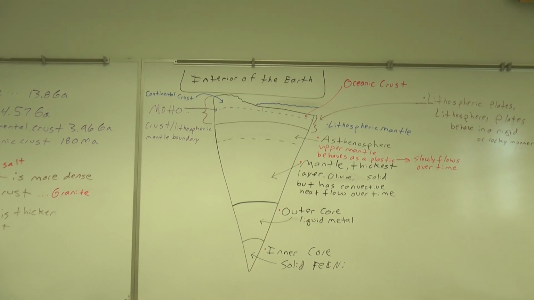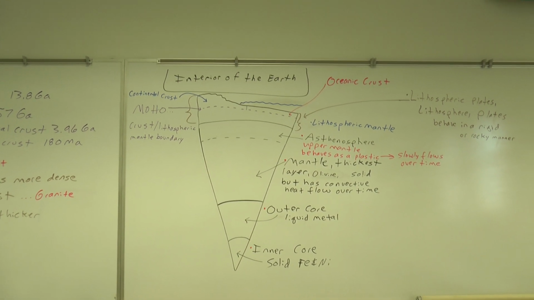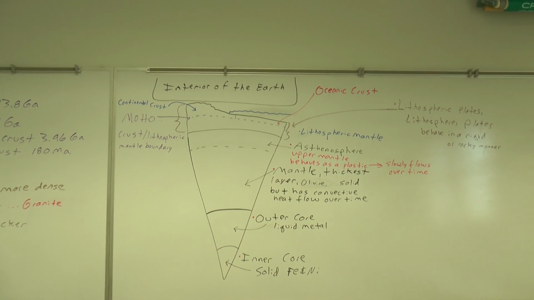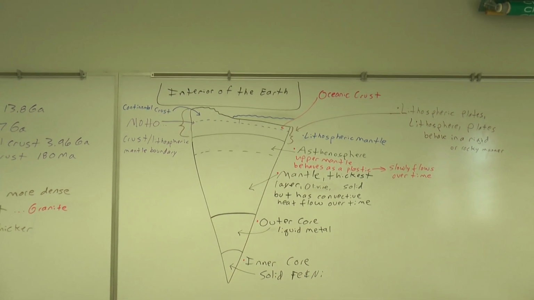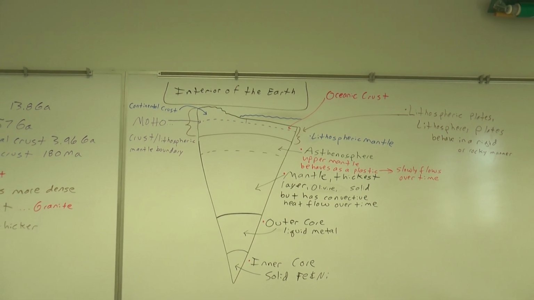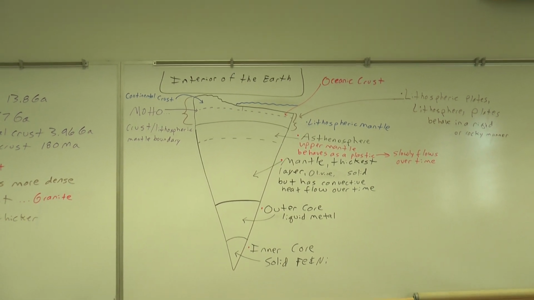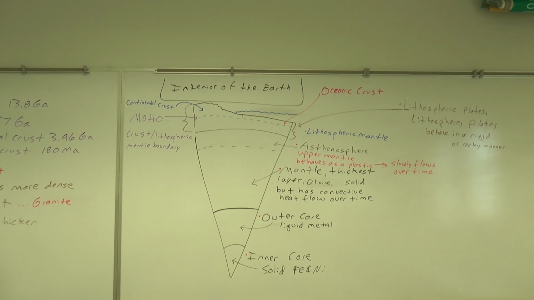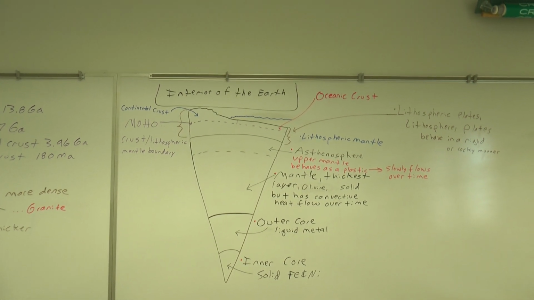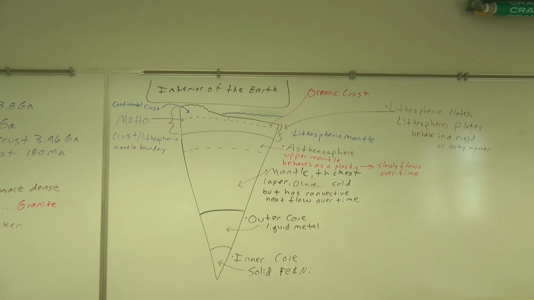All right, so back to our plates. You're going to notice that towards the top there we have another dashed line. That dashed line in purple, or pointing to it, we call that the MOHO, M-O-H-O. The MOHO, you're going to need to know what that means. It is the crust/lithospheric mantle boundary. I forgot an arrow.